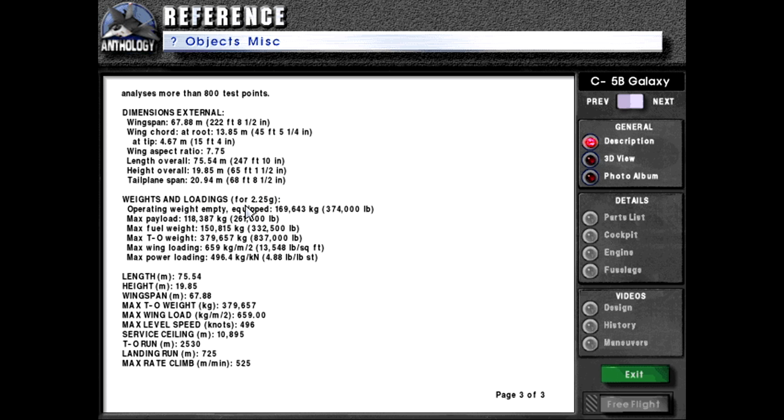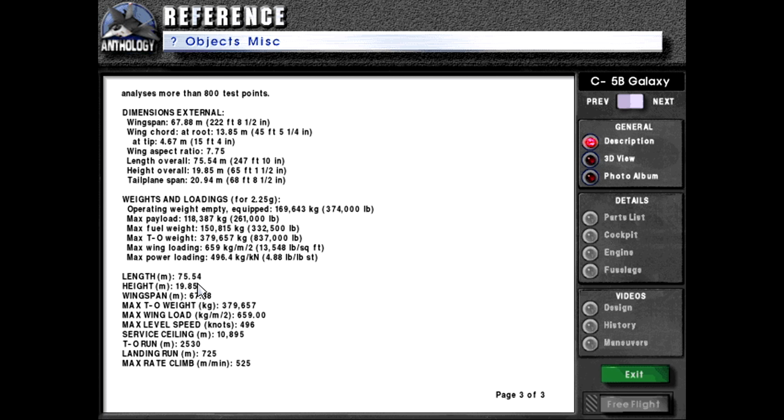Weights and loadings for 2.25 Gs. Operating weight empty equipped 169,643 kilograms or 374,000 pounds. Max payload 118,387 kilograms or 261,000 pounds. Max fuel weight 150,815 kilograms or 332,500 pounds. Max takeoff weight 379,657 kilograms or 837,000 pounds. Max wing loading 659 kilograms per meter squared or 135.48 pounds per square foot. Max power loading 496.4 kilograms per kilonewton or 4.88 pounds per pound force.